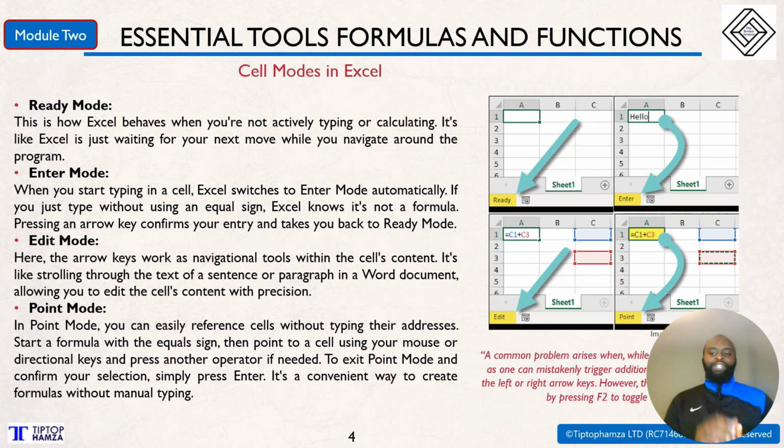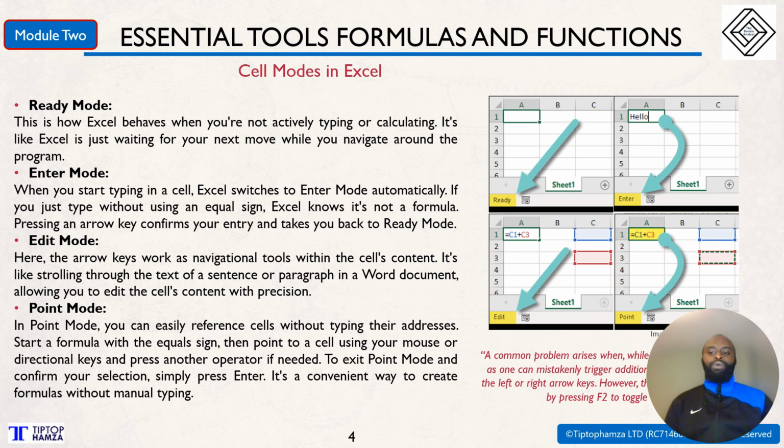Excel operates in various modes. There are basically 4 modes in Excel, and the first is the ready mode, which is the default state when you are not actively working on a cell, while the enter mode is activated when you start typing in a cell. The third one is the edit mode that allows precise text editing within the cell's content. And last but not the least is the point mode, which lets you reference cells easily without manual typing by selecting cells with your mouse or directional keys and pressing enter to confirm the actions you just inputted.